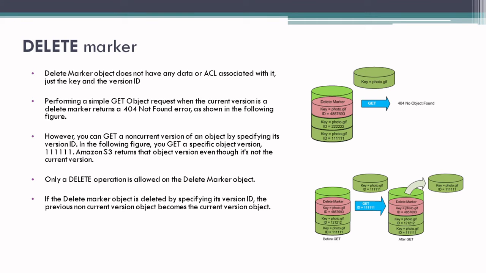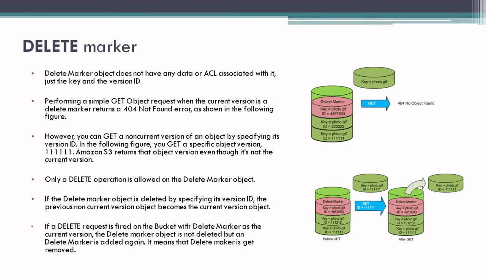If the delete marker object is deleted by specifying its version ID, the previous non-current version object becomes the current version object. So suppose you deleted the delete marker with version ID 1212, then again your version ID 111 becomes the current version. If a delete request is fired on the bucket with a delete marker as the current version, the delete marker object is not deleted, but a delete marker is added again.